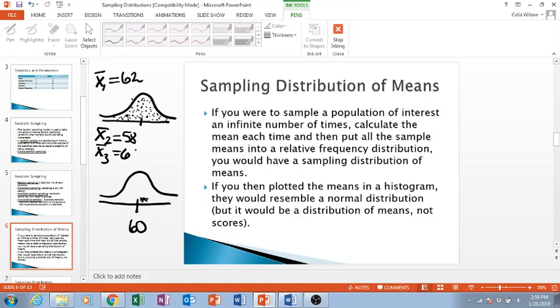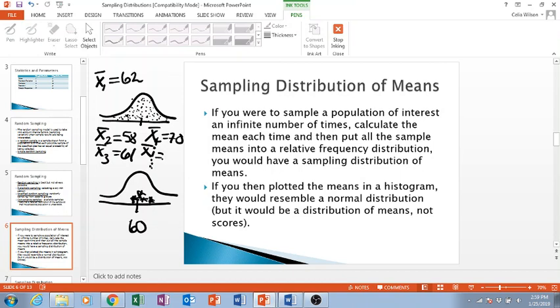And maybe that one was 61. I'm going to pull sample 4. Maybe that mean was 70. All right. Now I'm not plotting the individual scores. I'm plotting those means. There's my 58, there's my 61, maybe my 70 is over here, and I would keep doing that. I'm going to call that I, and then you say all the way to infinity.